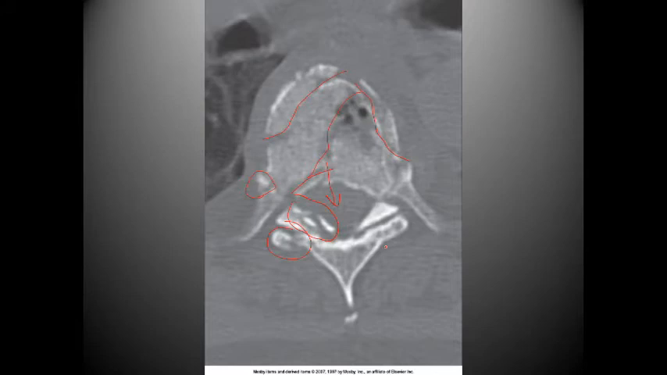Spines are sometimes hit or miss. Sometimes we see a lot of pathology, sometimes we see no pathology. And that's kind of one of the hit or misses in terms of viewing the spine.